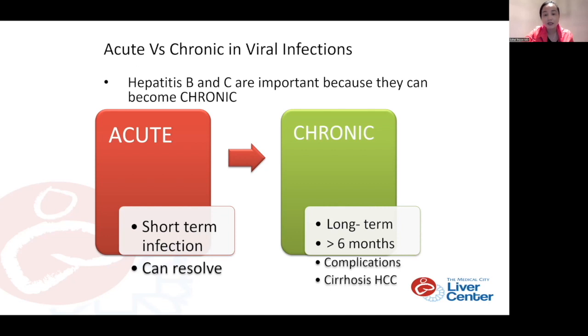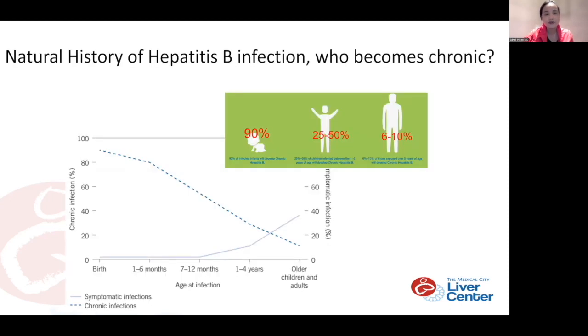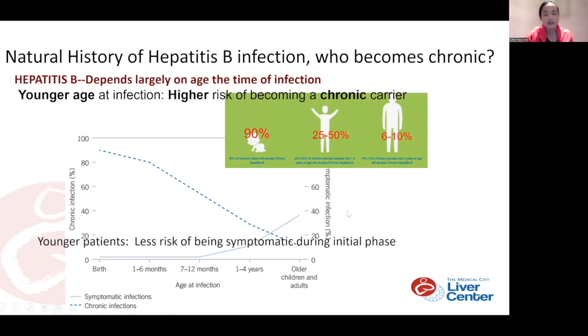These complications include liver cirrhosis and liver cancer, which we see more often actually in HIV. In terms of the natural history of hepatitis B infection, after an individual becomes infected, who becomes chronic? That actually depends largely on the age at the time of infection. When you're infected at a younger age, there's a higher risk of becoming a chronic carrier. In babies who are infected by their hepatitis B positive mothers, the rates of chronicity go up to 90%. But in patients without HIV, if you are exposed and infected as an adult, the rate of becoming chronic drops to 6 to 10%.